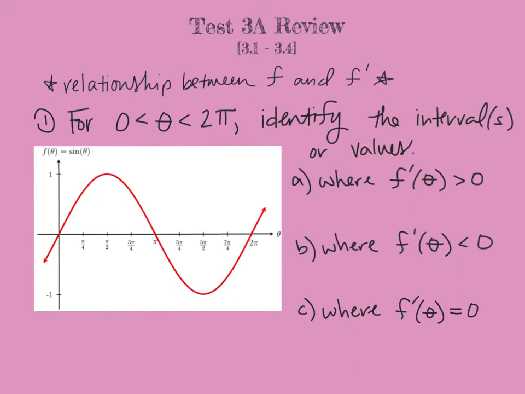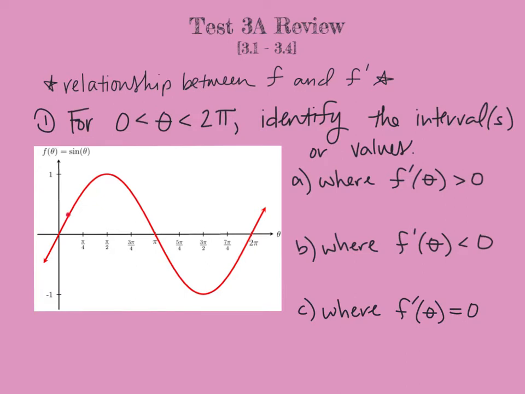In number 1, we're looking at the relationship between a function's graph and the derivative. So relationship between f and f prime. We only want to look between 0 and 2 pi on here. And we can see that the original f, sine of theta, increases, decreases, and then increases again. Remember, when f is increasing, that means its derivative is positive.